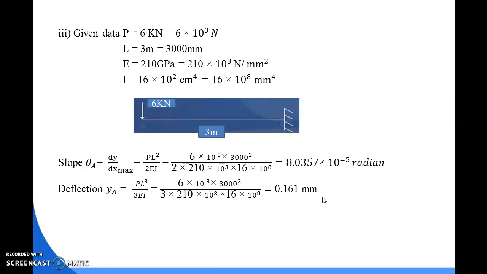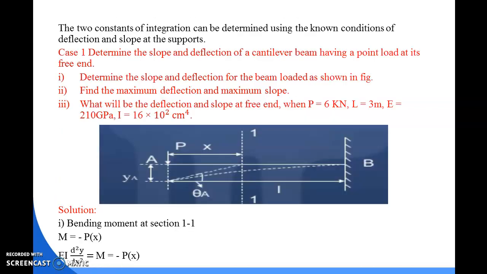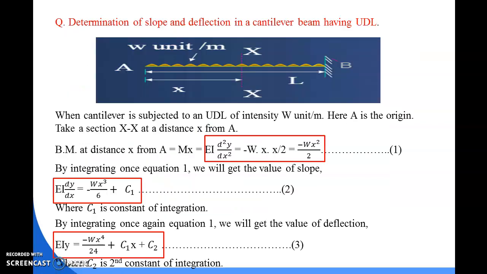So this is all about your slope and deflection derivation for the cantilever beam with a point load at its free end. So this is all about your double integration method for the cantilever beam. So we will discuss another beam with another type of loading condition, that is UDL type of loading condition. So we will discuss this beam in the next class.